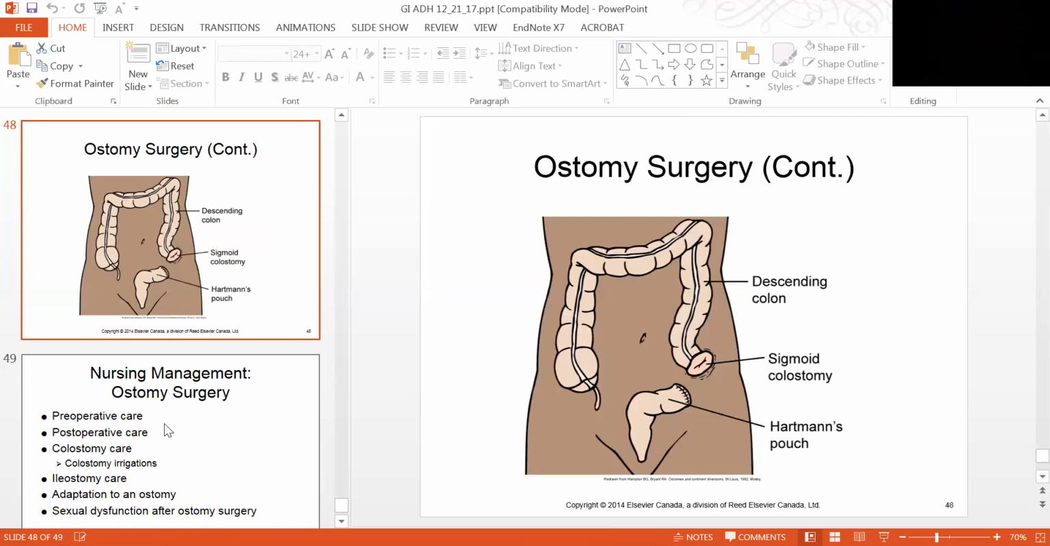Then they'll take them back to the OR. They'll remove the tumor, clean it up, and let the bowel heal. And then within the year, they will do an end-to-end reconnection. And they call that reconnection an anastomosis. So they'll do an end-to-end anastomosis.